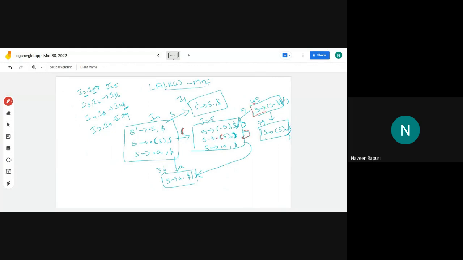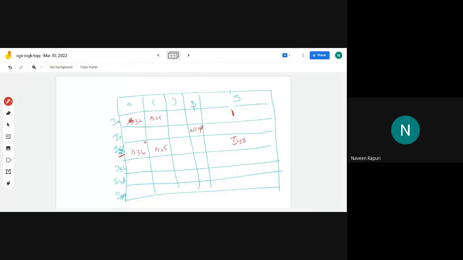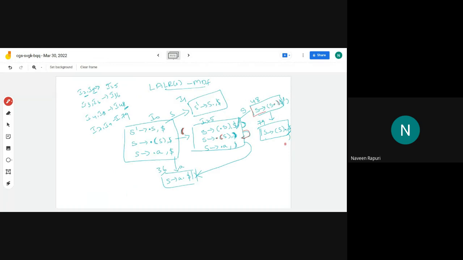Here, I48 on closed parenthesis, it is moving to 79. I48 on closed parenthesis move to shift 79. Now 36 is a completed state, and 79 is also a completed state.